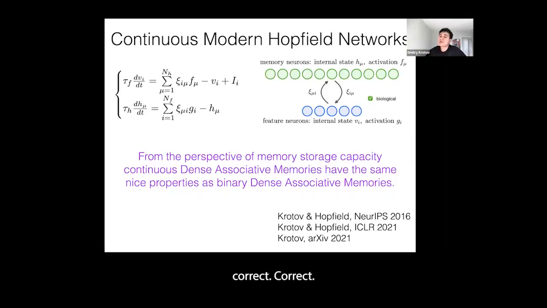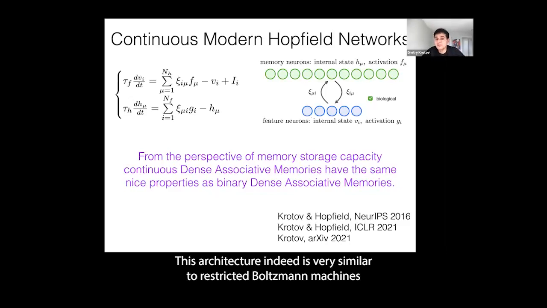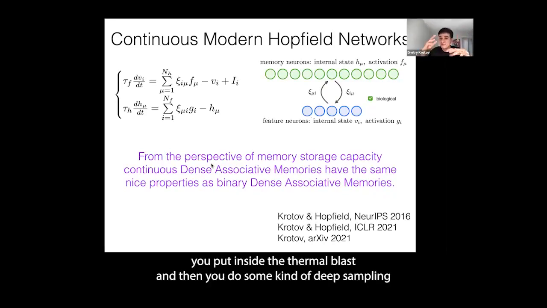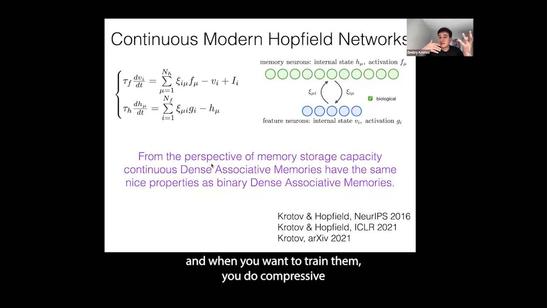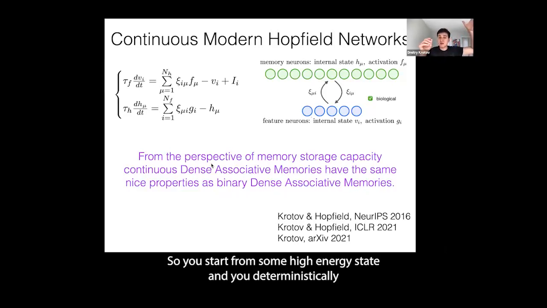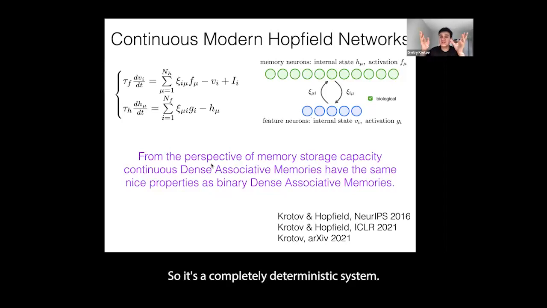Is that correct? This architecture indeed is very similar to restricted Boltzmann machines, and the difference between this architecture and the conventional RBM architecture is in how you use it and how you train it. Restricted Boltzmann machines are typically stochastic Hopfield networks, if you wish, right? So you take the energy, you put it inside a thermal bath, and then you do some kind of Gibbs sampling. And when you want to train them, you do contrastive divergence training, something of that sort. This system is entirely deterministic. So the architecture is the same, but what the system does is very different. You start from some high energy state and you deterministically go down to the local minimum. And that's it, right? It's a completely deterministic system. It can be, again, continuous. It can be binary. These are technical details.